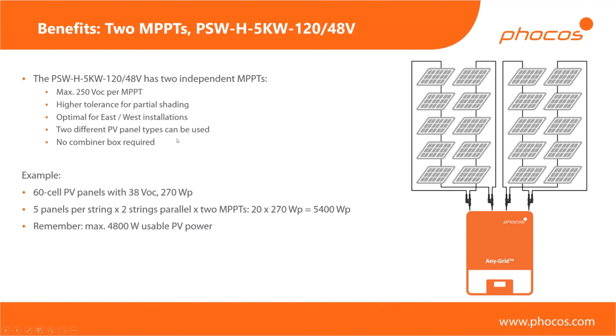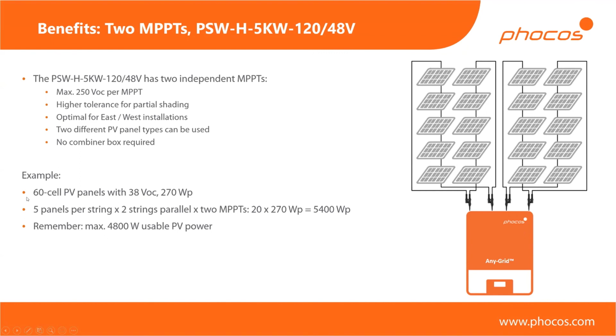You can even mix PV panel types. You might have thin film on one side and crystalline solar panels on the other side, and like that you can use the relative advantages of two different types of PV panels. And again, no combiner box is required.